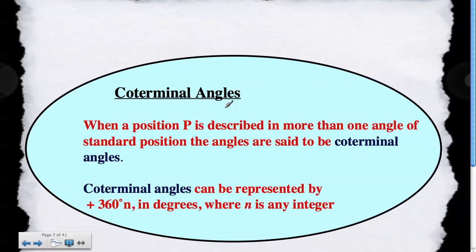And coterminal angles is when the position of more than one angle lands on the same terminal arm. Okay?